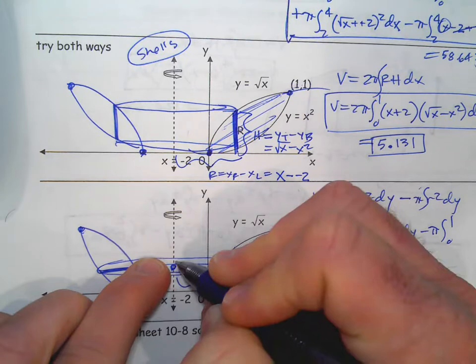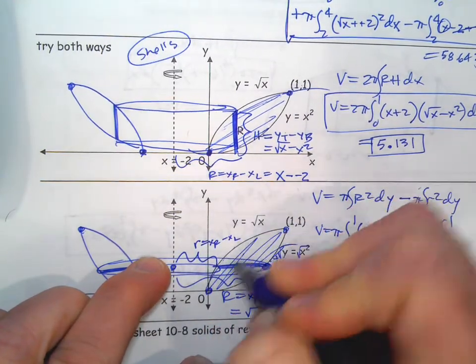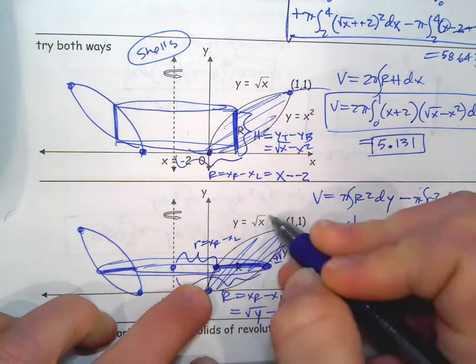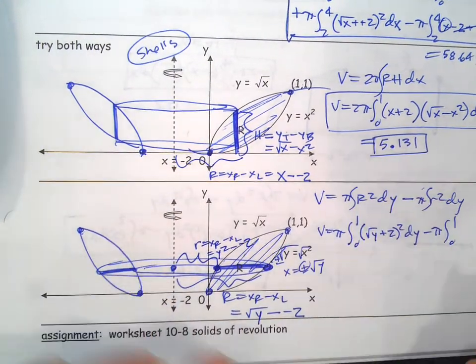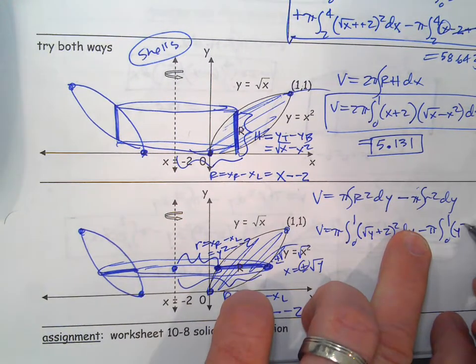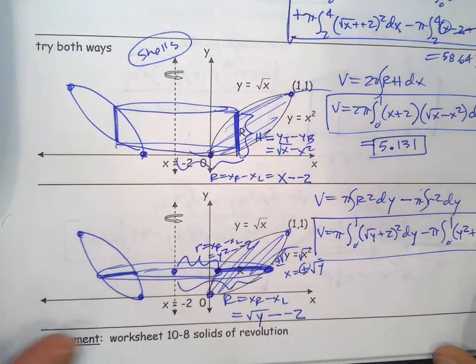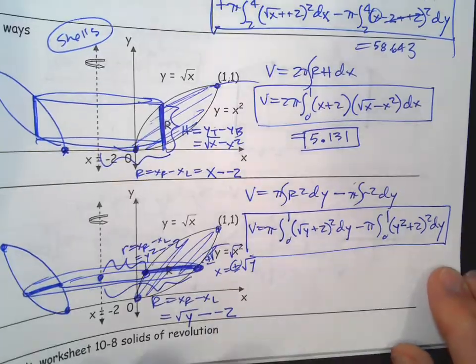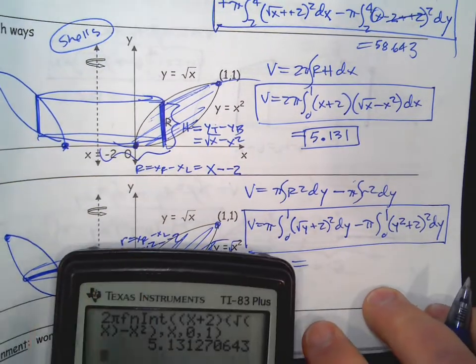The little radius right here is x right minus x left. This x right in terms of y is going to be y squared, minus x left, which is negative 2. So that's going to be y squared plus 2, squared. Don't forget the squared. So that's your setup. We're just going to plug this into the calculator and see if we get the same answer.